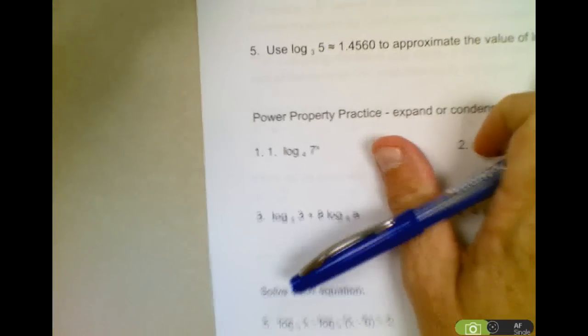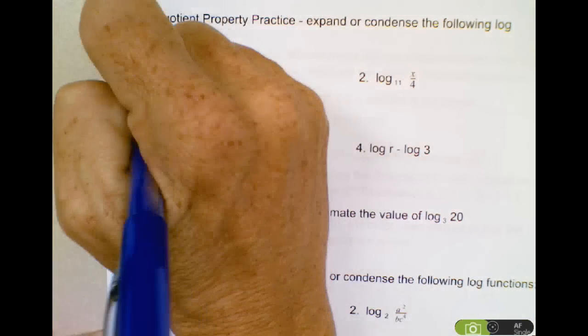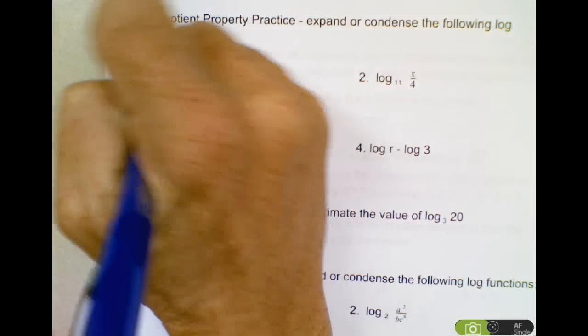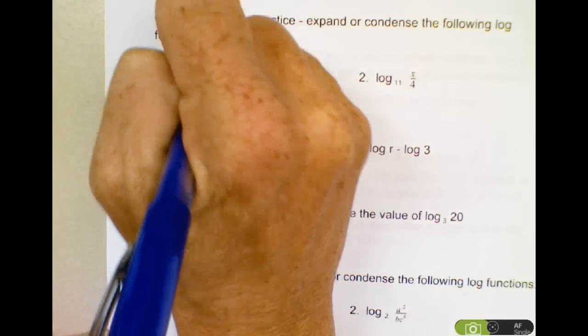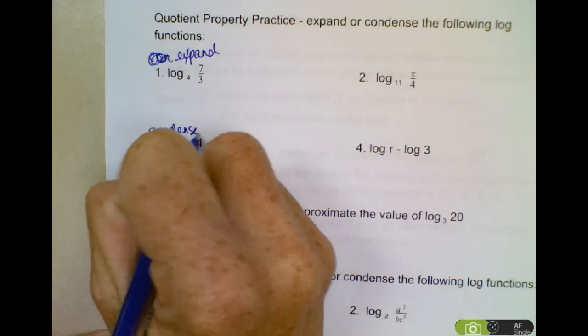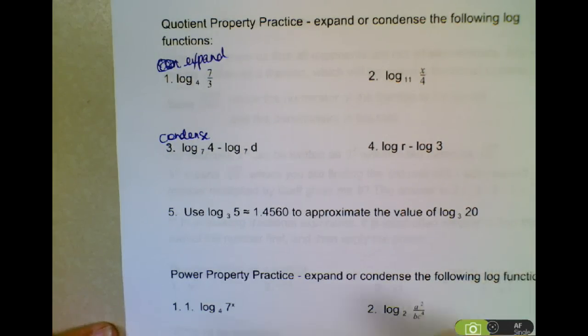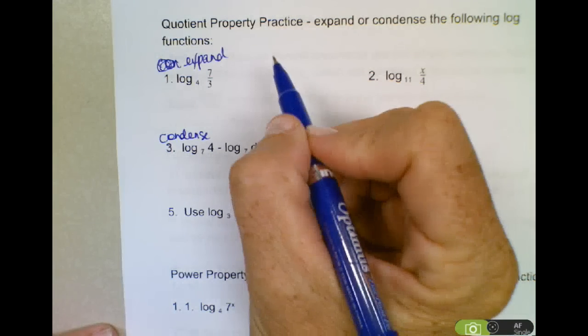All right. So let's practice some quotient property practice. You're going to do the same thing. You're going to expand or condense the following log depending on which function you're doing. The first two are going to be expanding. Second two will be condensing. Okay? So as soon as I see a fraction, I know that I've got a quotient going on. And when I have a quotient, I know that I need to do subtraction.